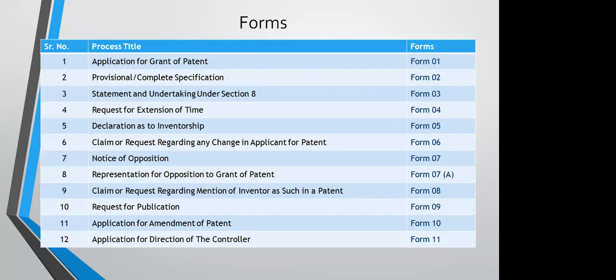There are a total of 30 forms for the patent application. Initially, you have to submit forms 1, 2, 3, and form 5. Form 1 is the application for grant of patent. Form 2 is the provisional and complete specification. Form 3 is the statement and undertaking under Section 8. And form 5 is the declaration as to inventorship. So you have to submit these forms at the point of filing the patent application.